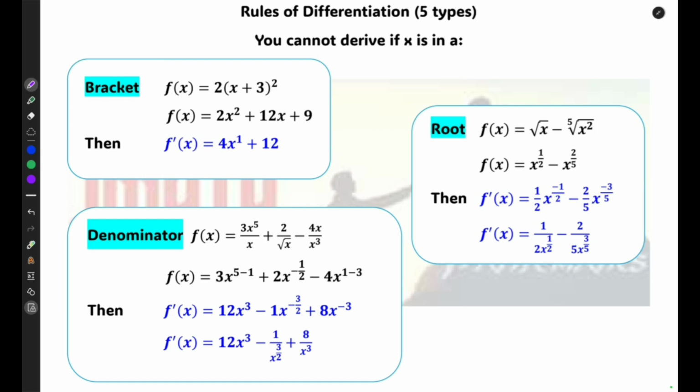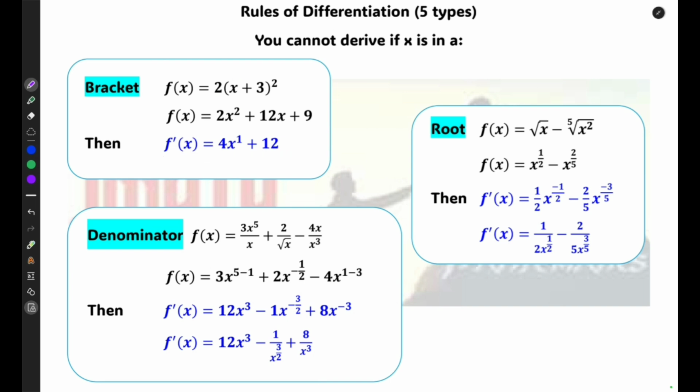So the first thing, you cannot derive if x is in a bracket. So there's an x, but it's in a bracket, so I cannot derive. So I must firstly FOIL out to make sure I have an expression with no brackets in it. Then I can get the derivative as I indicated in blue. Okay, so that's the first thing. X cannot be in a bracket.